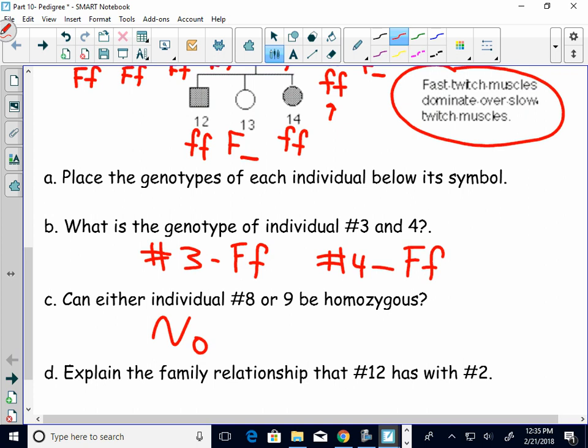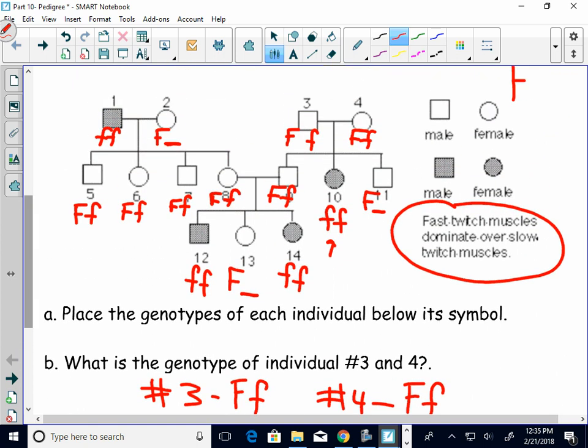No, if you would have to explain that, why can they not be homozygous? Why? Their alleles aren't the same, right? And they're not the same because of the 2 little kids that they have that are slow twitch muscles. Okay?